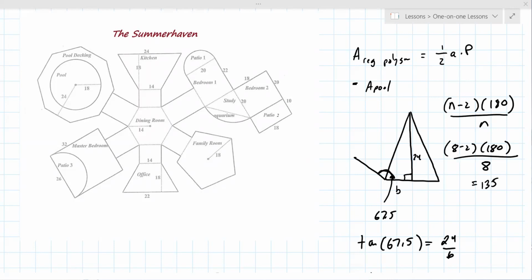And then patio number 2, it's another rectangle. So it's base times height, and that's 10 times 18. So it's 180 feet squared.